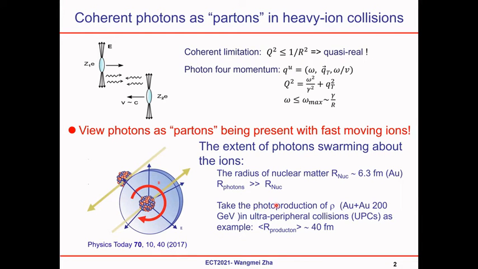Here I take an example of photoproduction of rho at the RHIC top energy in Au-Au collisions. The average production radius is about 40 femtometers, which is larger than the sum of the radii of the two colliding nuclei. That means the collision happens in so-called ultra-peripheral collisions. There is no nuclear overlap.